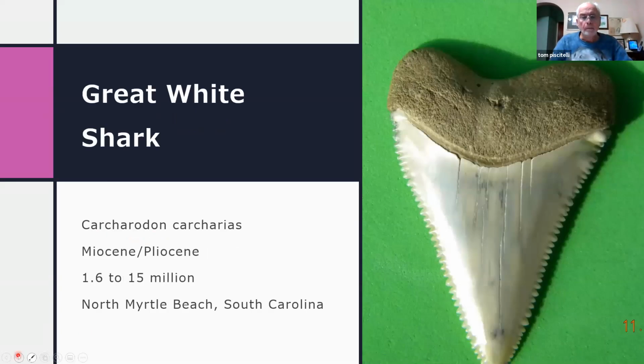A shark's crown can have this wide triangular shape. Next, please.